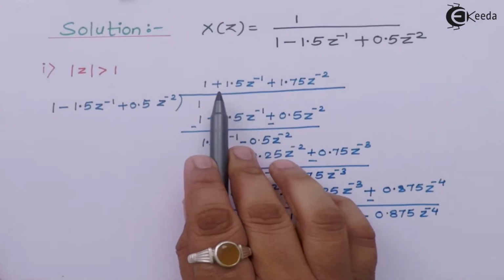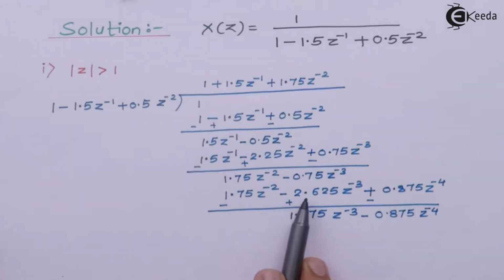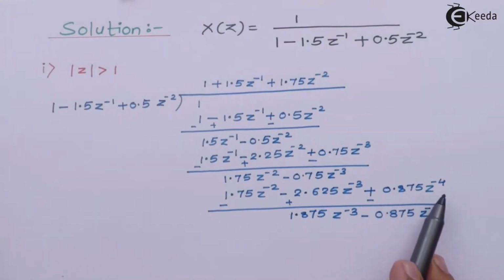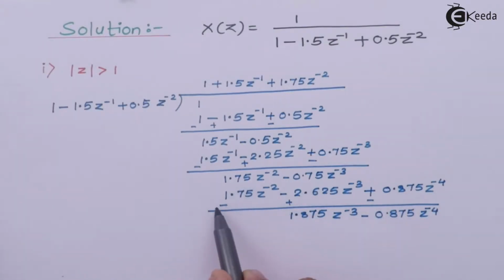So after multiplying, what I have got is 1.75 minus 2.625 z to the power minus 3 plus 0.875 z to the power minus 4. I have changed this sign so that these two terms will get cancelled, and after changing this sign, 2.625 will have a positive sign and 0.75 will be subtracted from this. I have got this result now.